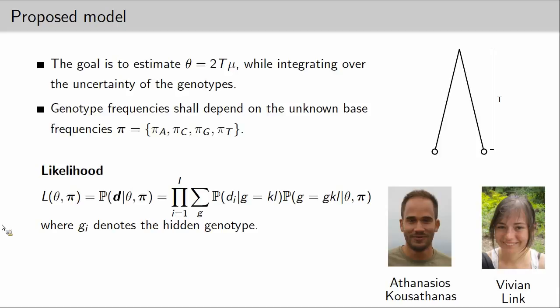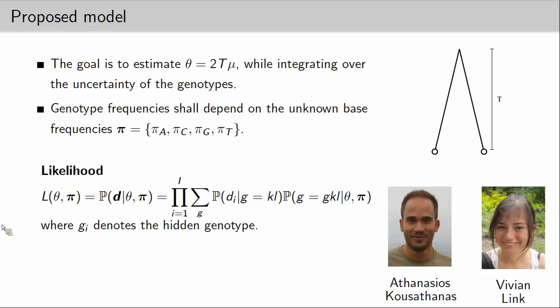So the model we propose to infer genetic diversity is relatively simple, okay? We're just interested in the genetic diversity of a single individual. You can call this heterozygosity. A population genetic statistic for that would be zeta, okay, which is given by 2tμ here.